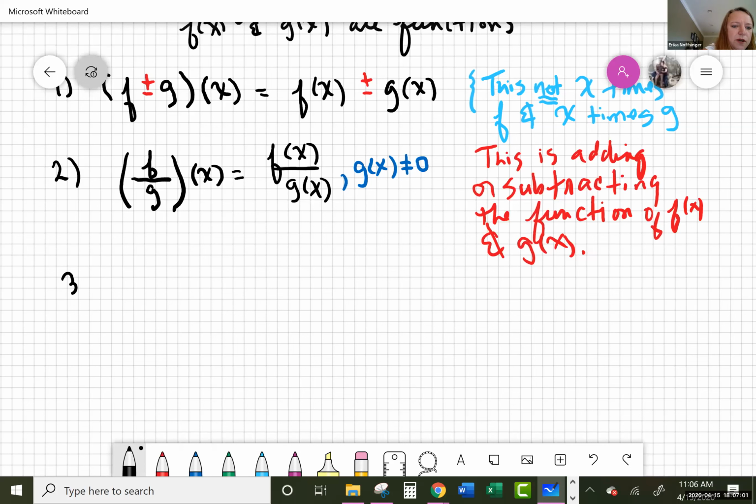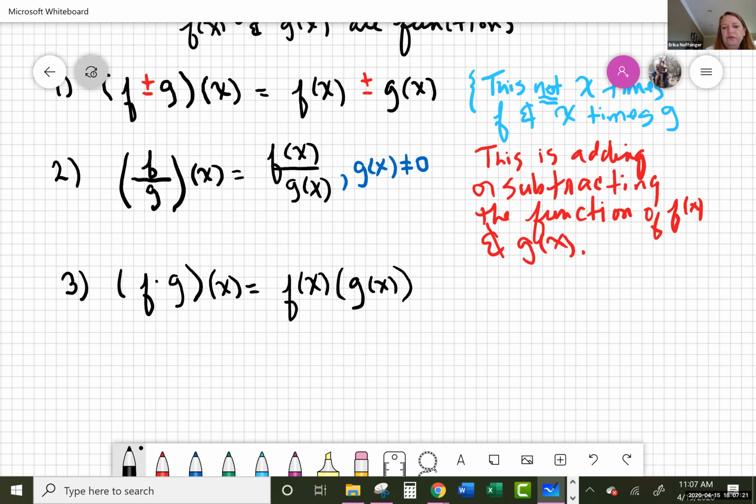And then the last one, I might have said I was going to do that before, is f times g. So parentheses f dot g of x. This is just saying I'm taking my equation f of x and then I'm multiplying it to my equation of g of x.